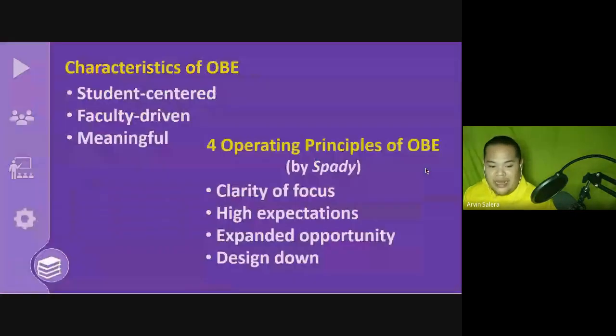Now, the last slide. Characteristics of OBE. The characteristics of OBE are, first, student-centered. Everything that is done in an institution or in a classroom would always put the students at the center of the entire learning process.